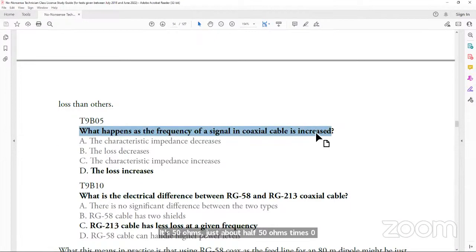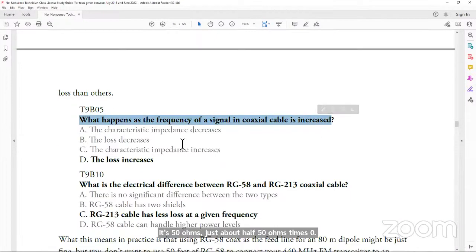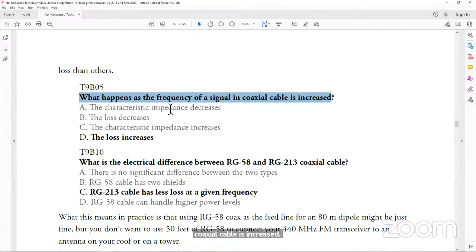Next question in the question pool. What happens as the frequency of a signal in coaxial cable is increased? So we just did that in the table there. We saw that if we increase the frequency, the loss is increased.